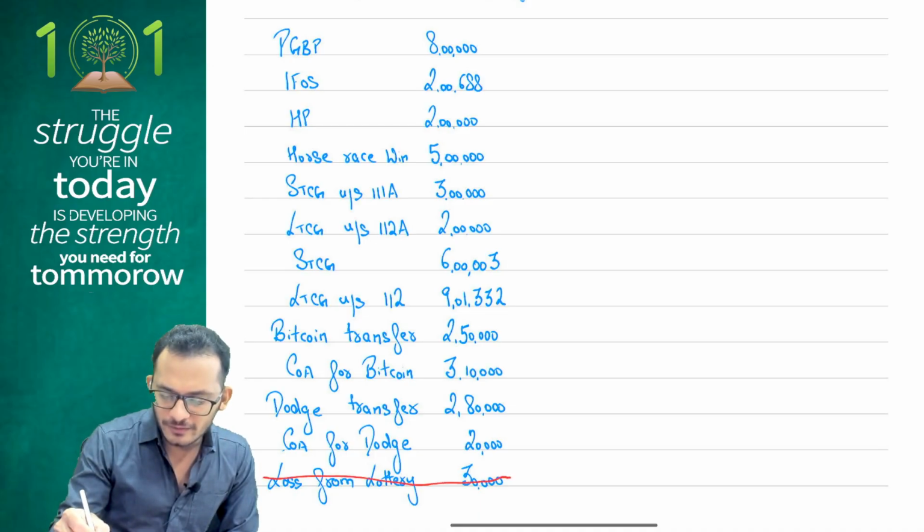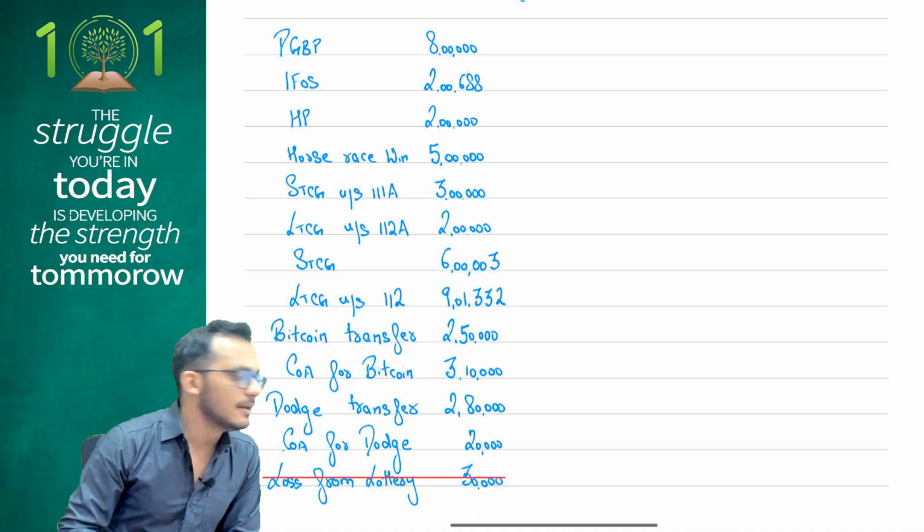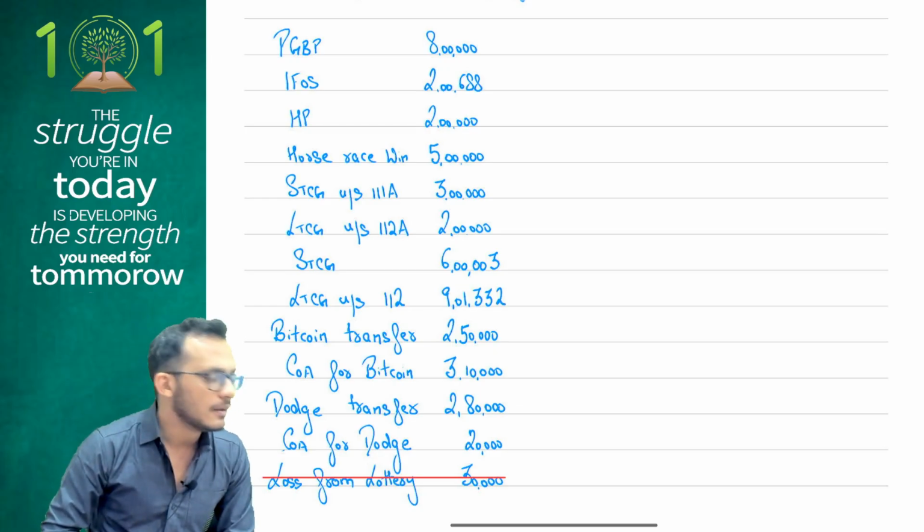Very good. Item number one, which is called loss from lottery. You cannot claim any loss from lottery. That is not permitted.